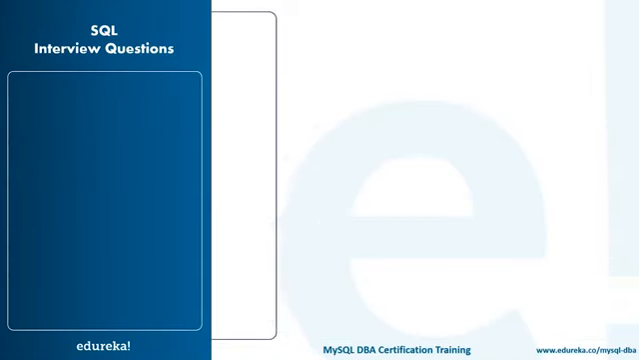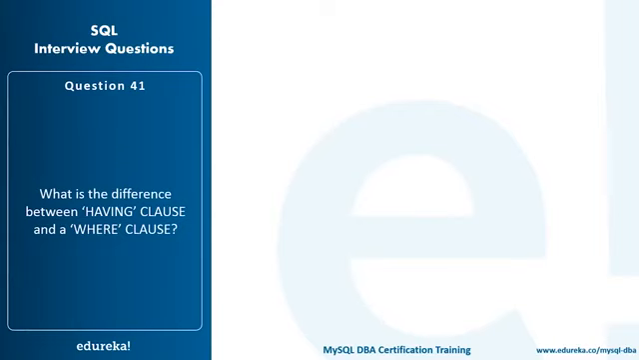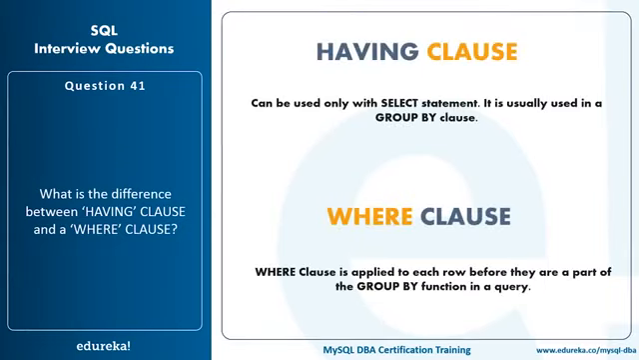Now let's move forward to our next question, that is, what is the difference between the HAVING clause and the WHERE clause? The main difference between the HAVING clause and the WHERE clause is basically that the HAVING clause can only be used with the SELECT statement. It is usually used with the GROUP BY clause, and whenever GROUP BY is not used, HAVING basically behaves like a WHERE clause.